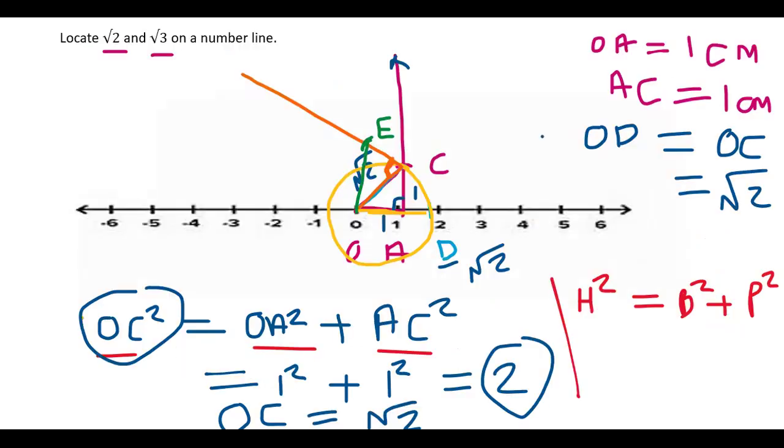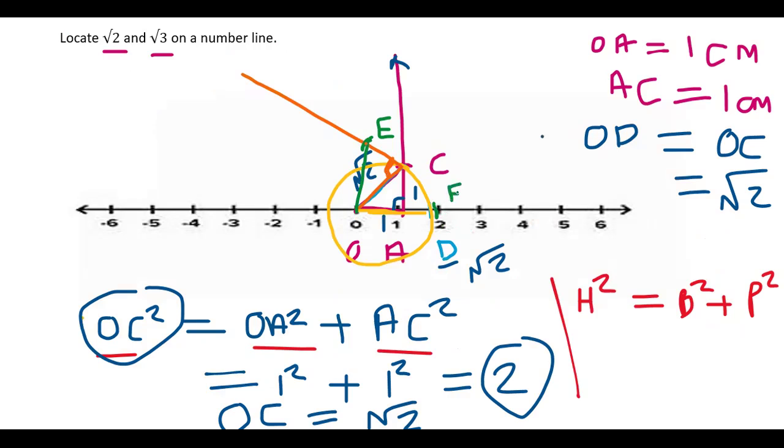Now again we will follow the same method. We will open our compass till OE and we will draw an arc here. Please look at the diagram carefully. We will get our next arc here, slightly before the point 2. So here OE is equal to root 3 and we can mark this point as F.